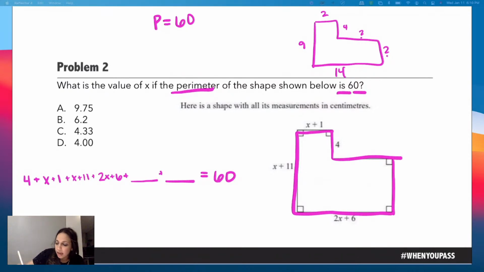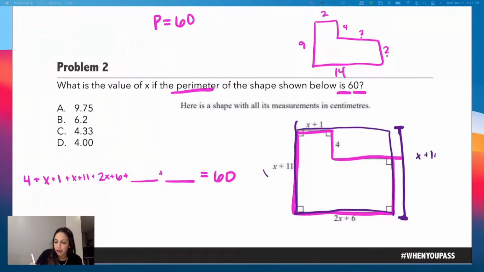This whole side right here is x plus 11, if I go from the tippity top to the tippity bottom. How do I know that? Because these are all 90-degree angles, which tells me that if I closed this shape off, I would create a rectangle and opposite sides are equal. Are you following? So if opposite sides are equal, then I know that that whole thing is x plus 11.